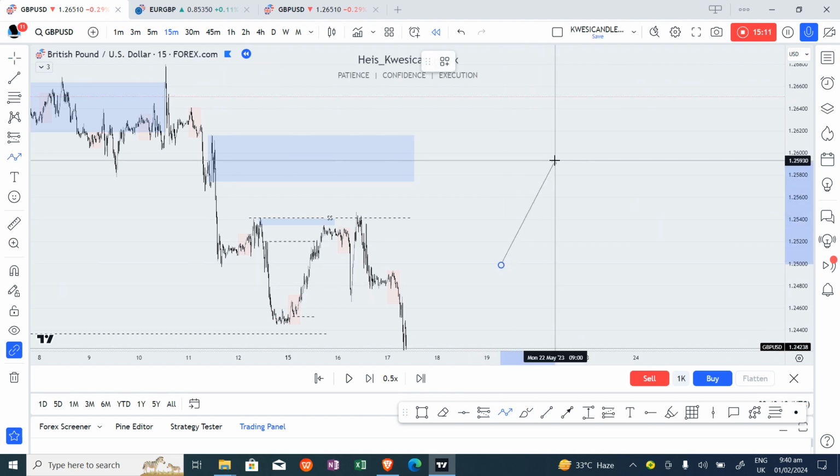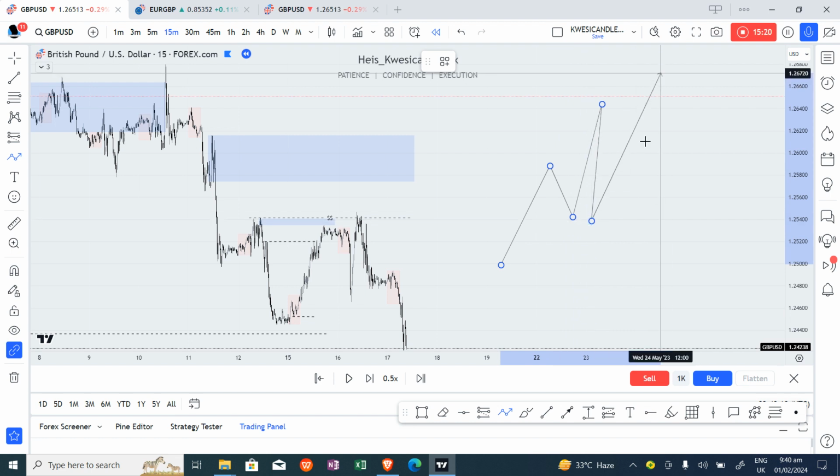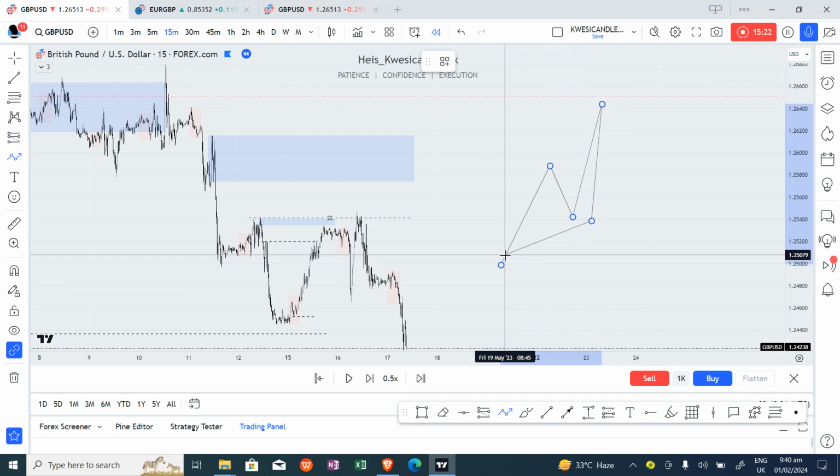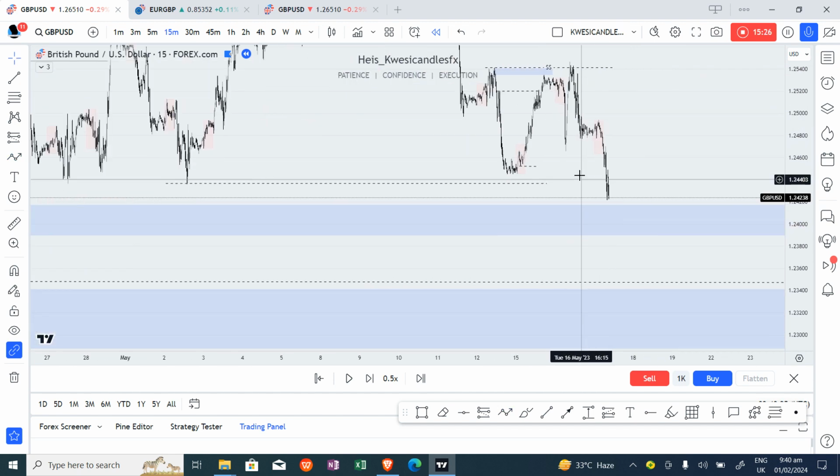Let me pick it. So this is my A point, my B, my C point. It's either the market will clear this liquidity, then push to the upside, or the market will come and react within a zone here, then push to the upside. So that is the ABC concept.